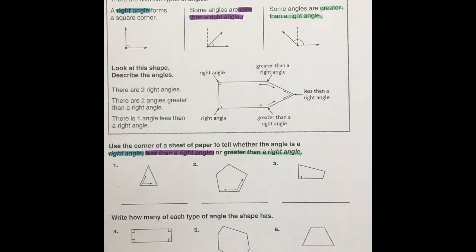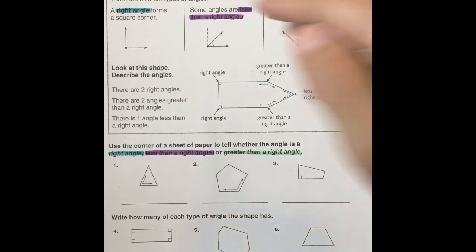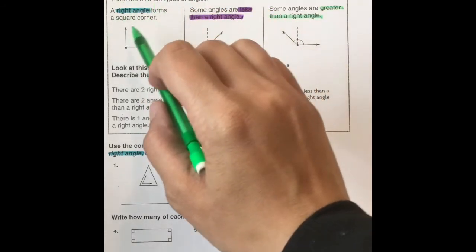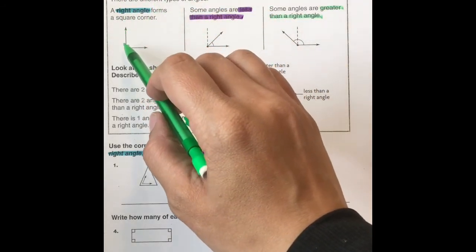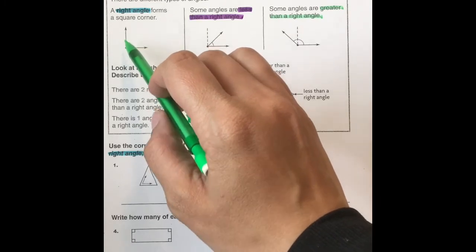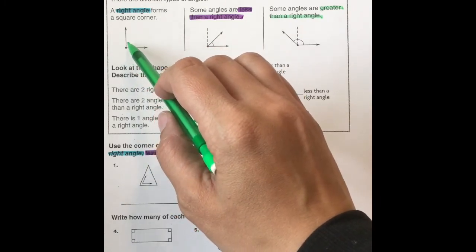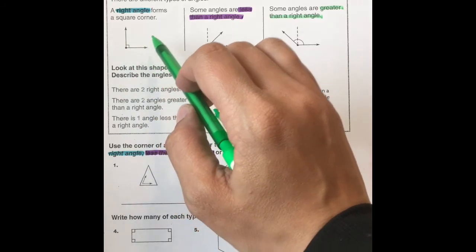Hello, 3rd grade. This is lesson 98, describe angles in plane shapes. You're going to notice I have 3 different colors of highlighter here. In blue, a right angle forms a square corner. Remember, an angle is formed by 2 rays, and the little square in the middle means it is a right angle.